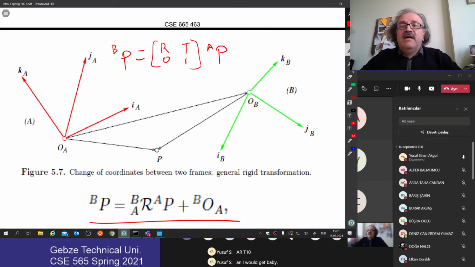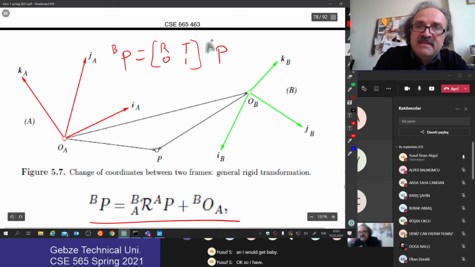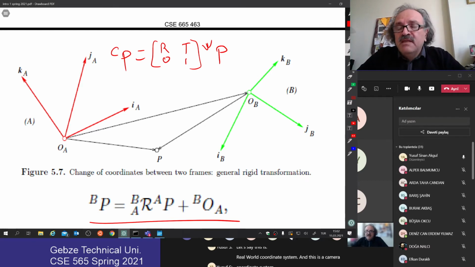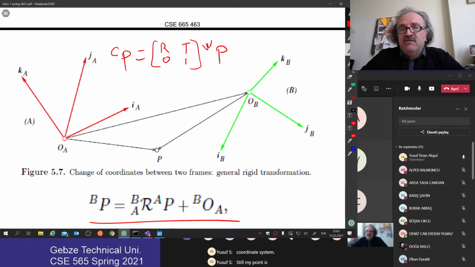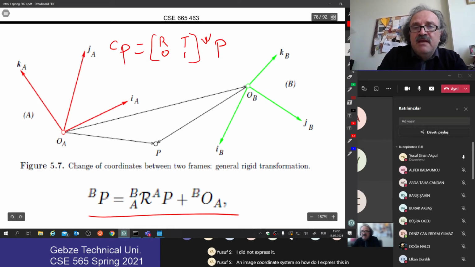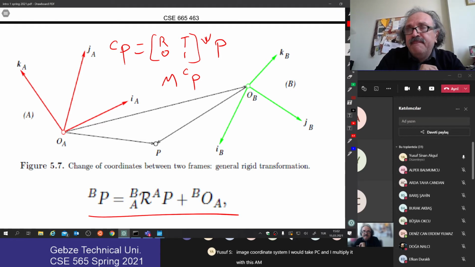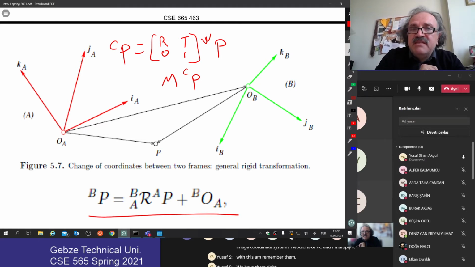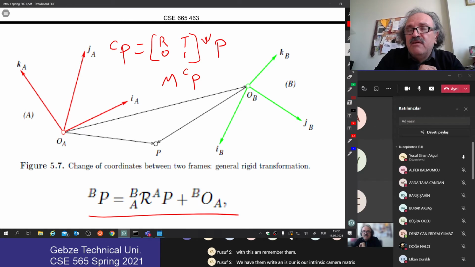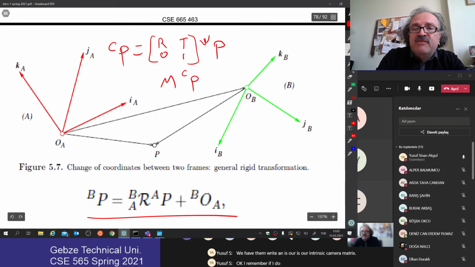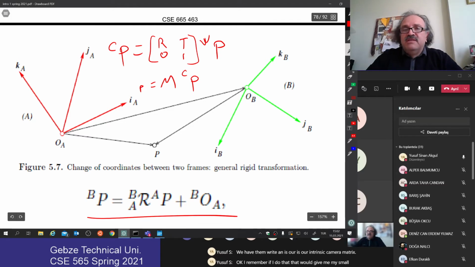Okay, so let's say this is the real world coordinate system and this is the camera coordinate system. Still, my point is in the 3-dimensional world. I did not express it in the image coordinate system. So how do I express this in the image coordinate system? I would take PC and multiply it with this M. Remember M? M is our intrinsic camera matrix. And if I do that, that would give me my small p in the image coordinate system.